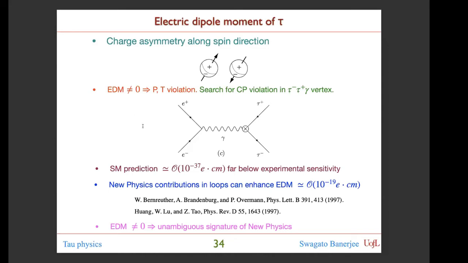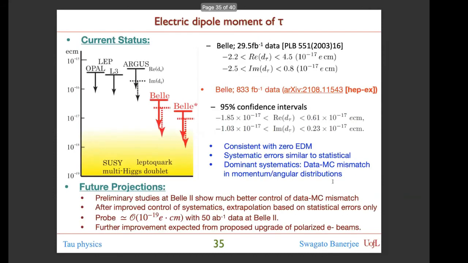The standard model prediction is of the order of 10 to the power minus 37, which is of course far below any experimental sensitivity, but new physics contribution could enhance this effect to of the order of 10 to the power minus 19. Again, if we do see a non-zero electric dipole moment, it will be an unambiguous signature of new physics. So it is quite exciting to search for it.